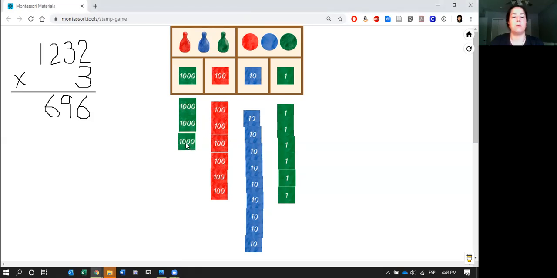And for the thousands, I had 1,000 3 times. So I have 1,000, 2,000, 3,000. When I have 1,000 times 3, I get 3,000. And that's how we do multiplication. We started out with 1,232 times 3 equals 3,696. I hope you can check your work and see if you got the same answer.